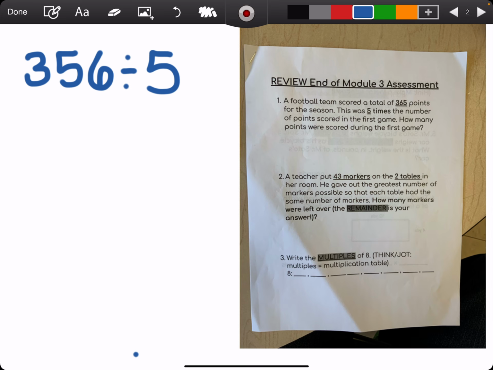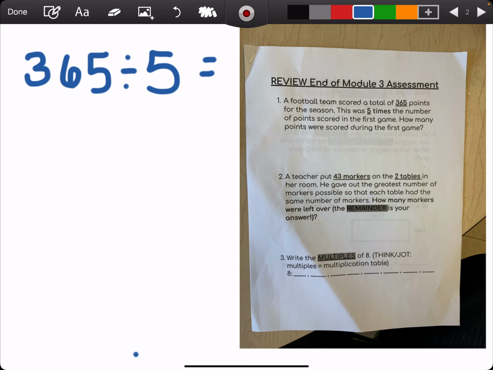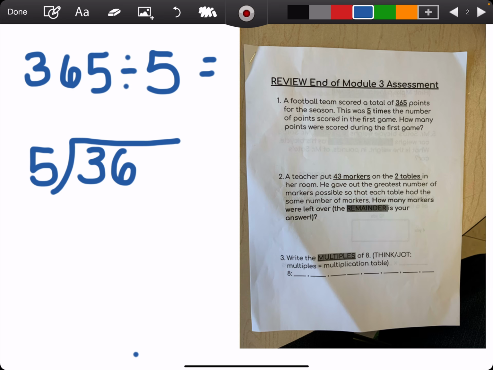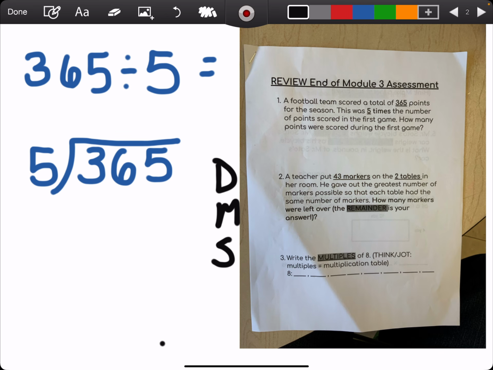Oh, I flip-flopped those numbers. 365 divided by 5. So I'm going to rewrite that inside the division house, 365. Now I'm going to do my division. I'm going to do long division here, and I'm going to start by writing divide, multiply, subtract, bring down on the side as a visual checklist. Even at this point, if I don't need to put the checks for each step, I'm just looking at it as a visual to remind me what step I'm on and what step is next.